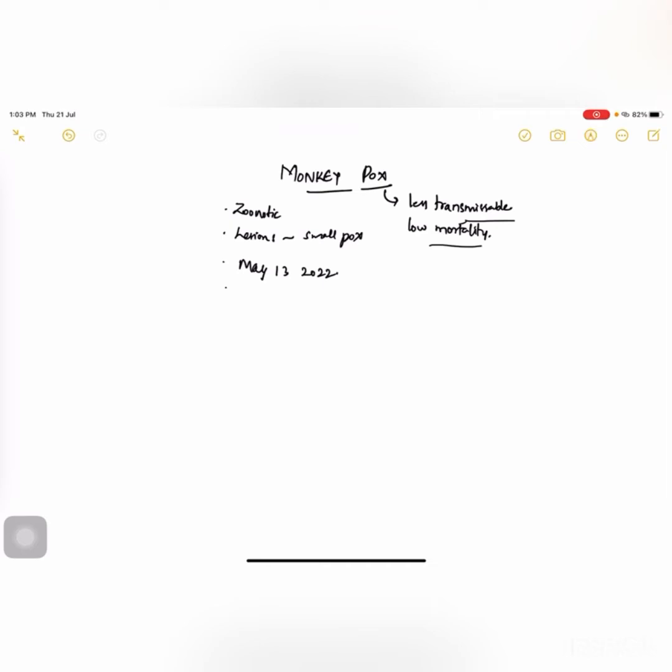Monkeypox belongs to the family Poxviridae, under the genus Arthropox. Under the genus Arthropox, there are several species. The most important ones are variola, vaccinia, cowpox, and monkeypox. So monkeypox comes under the genus Arthropox and the family Poxviridae.